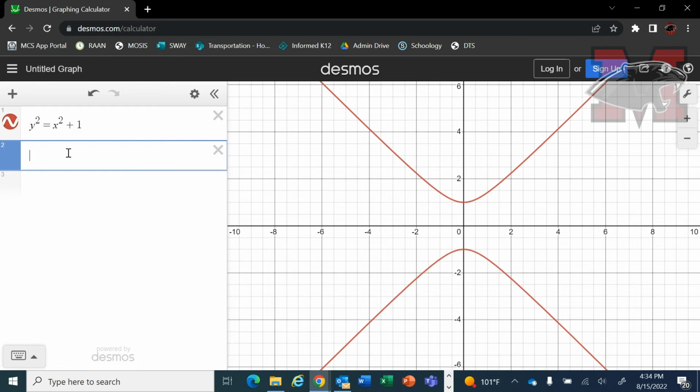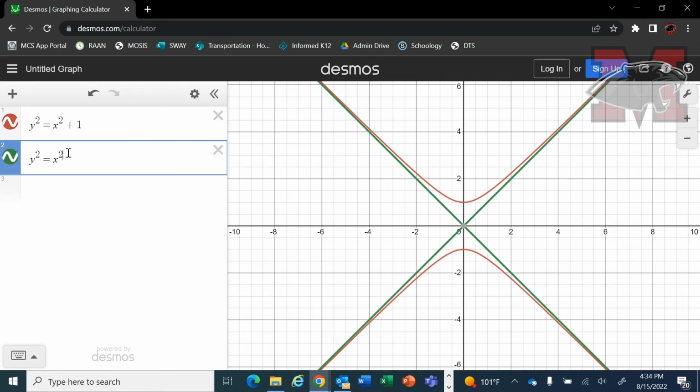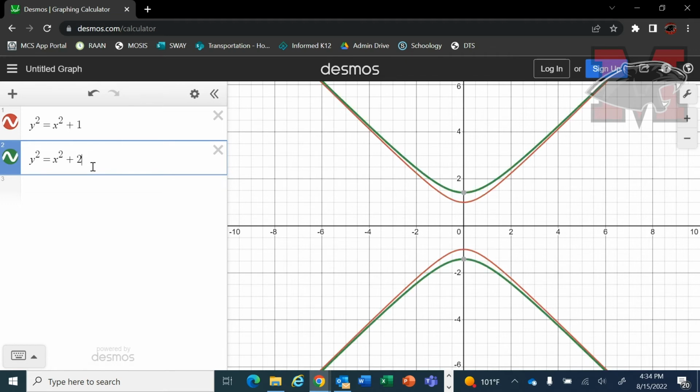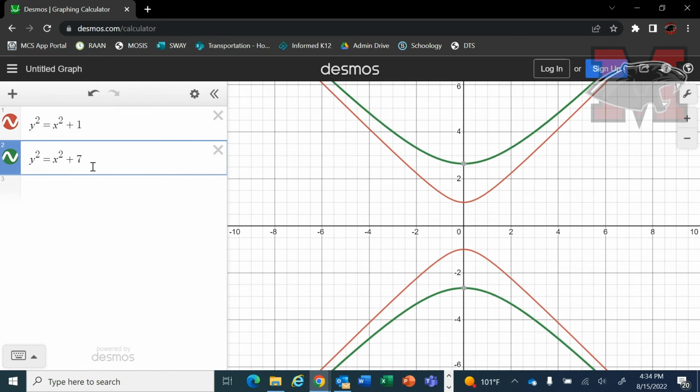All right, welcome back. Well, I'm going to do y squared is equal to x squared plus 1. And I'm going to change the value. So what happens if I move that to plus 2? Oh, it brought it up. What about plus 3, plus 4, plus 5, plus 6, plus 7? Noticing it's taking the starting points and moving them away from each other even further. All right, let's go back to 1.